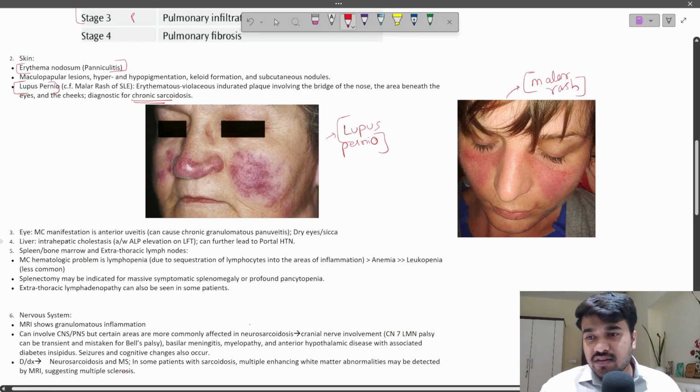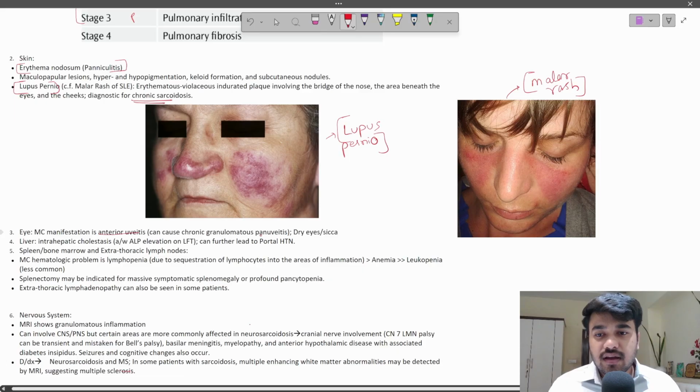Then we also have eye involvement, where the most common manifestation is anterior uveitis. It may also lead to chronic granulomatous panuveitis, dry eyes, etc. In the liver, we have intrahepatic cholestasis, right, which is associated with ALP elevation on LFT, and this may also complicate further, leading to portal hypertension.